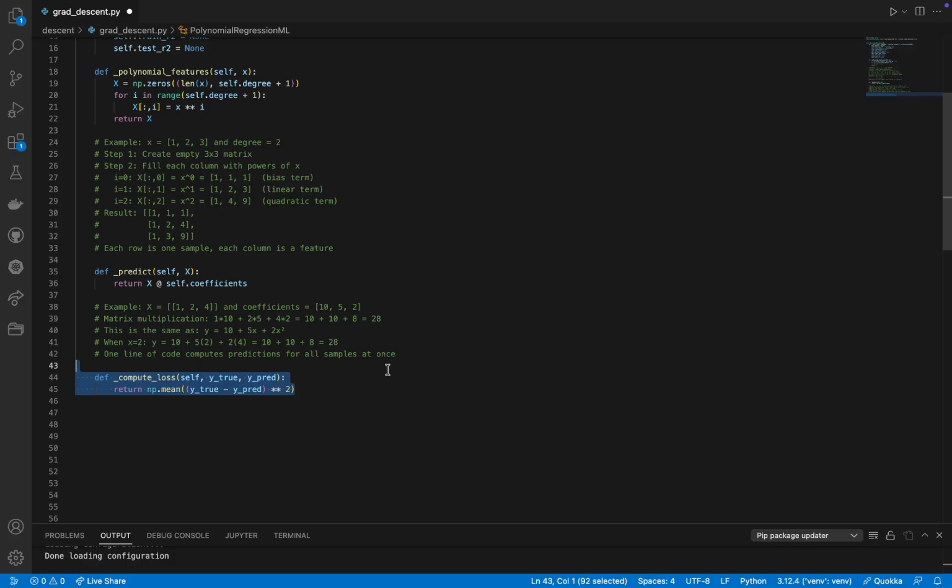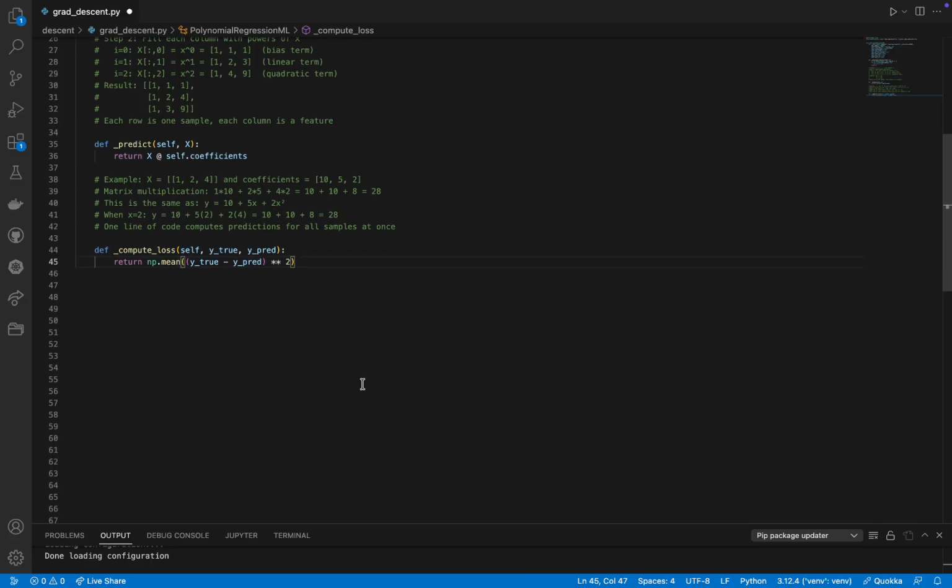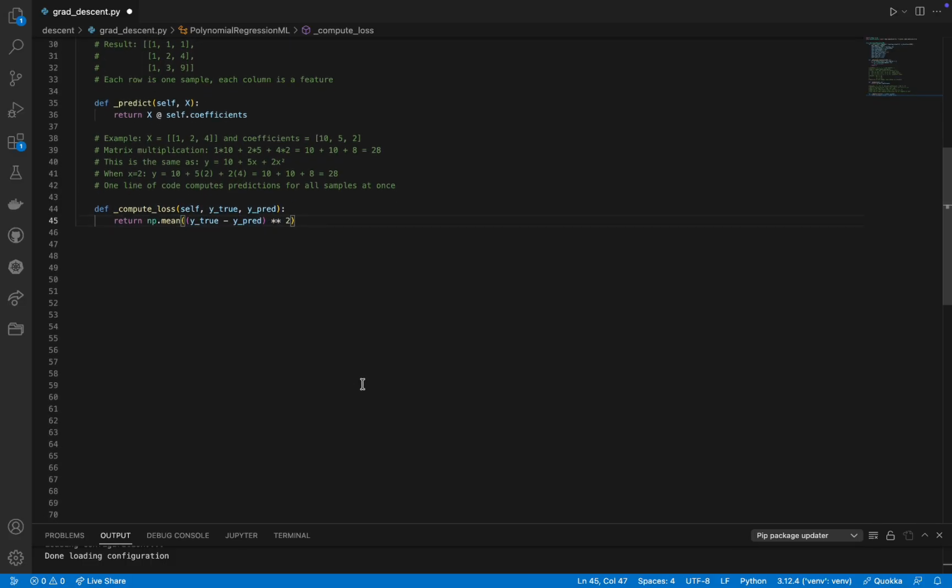And also we need a way to measure how wrong our predictions are. And that's what the loss function does. Our loss function computes the mean squared error, which is super common in regression. And the code is simple. We take y true minus y predicted to get the errors, square them all and then take the mean.